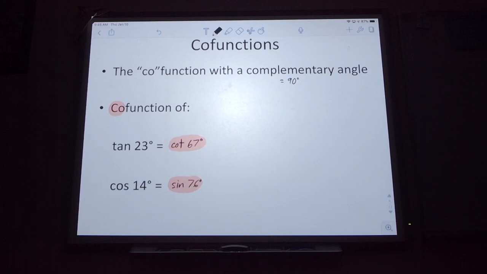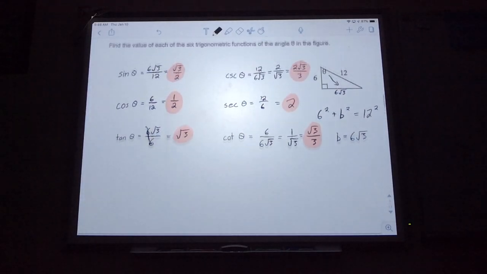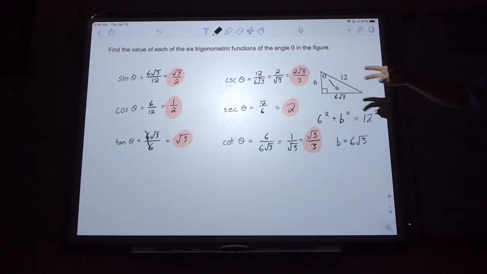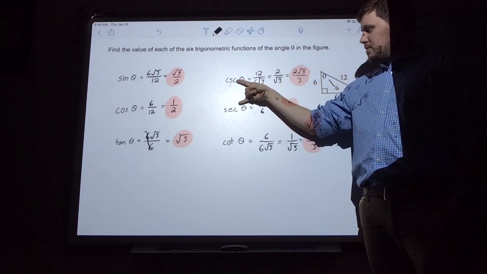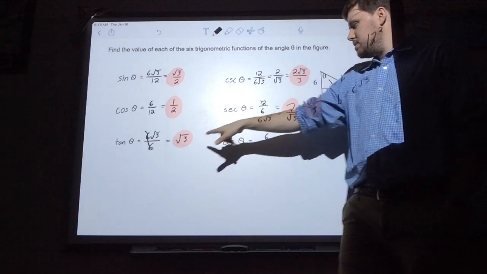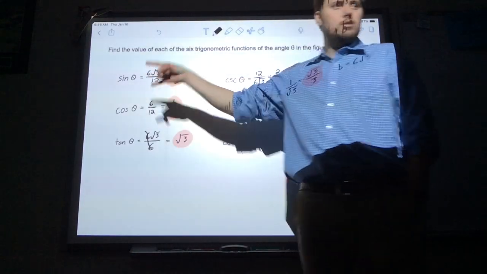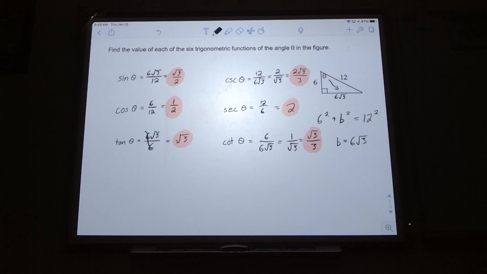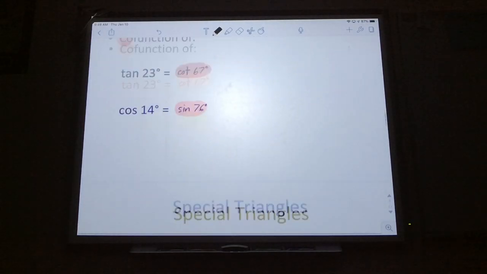Okay? So cofunction does not mean the reciprocal function. Okay? But the cofunctions are arranged like this. Those two are cofunctions, these two are cofunctions, and those two are cofunctions. Because they're basically the same word with co on one of them. Sine, cosine. Tangent, cotangent. Secant, cosecant. Okay, those are the cofunctions.